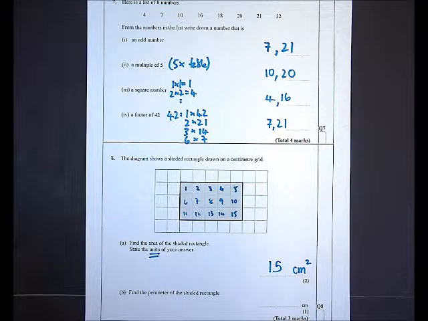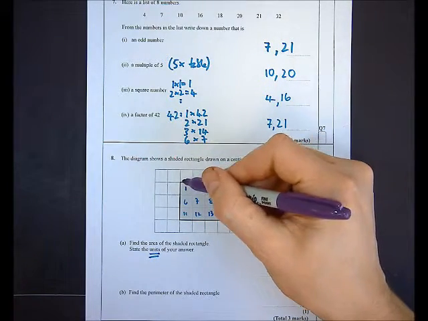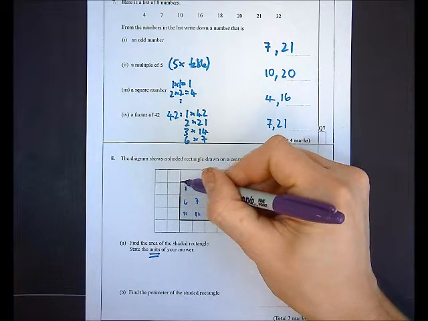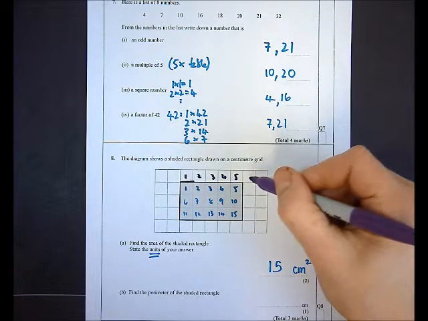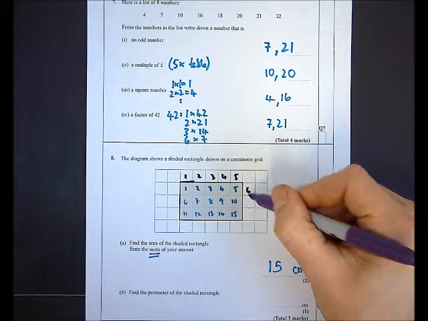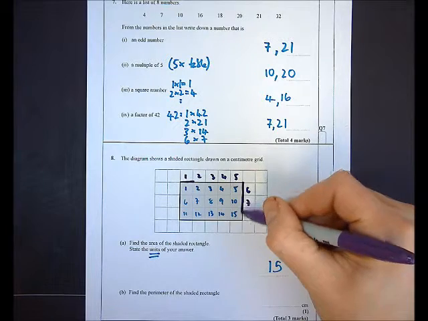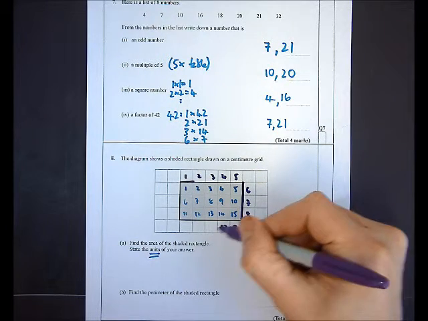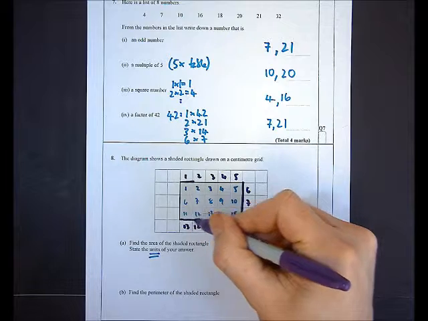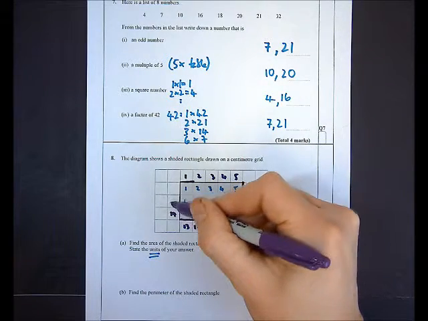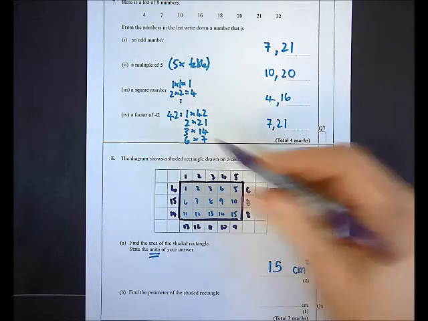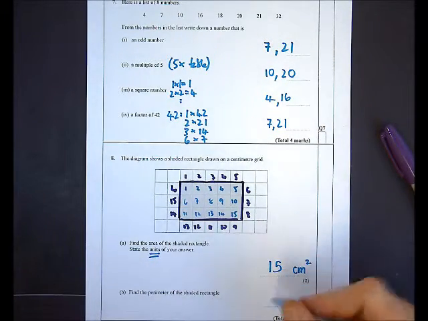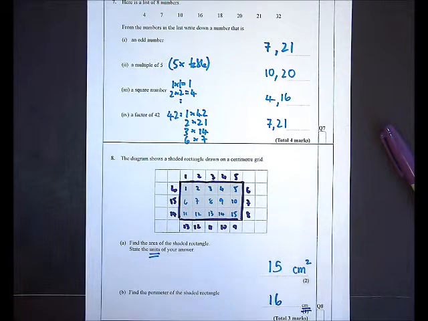Part B, I'm asked to find the perimeter of the shaded rectangle. Now the perimeter is the distance around the outside, so I've got to count all the way around the outside. Now I'm counting these lines, not the squares. So 1, 2, 3, 4, 5 here. This doesn't count. There isn't a line here, so this is just 6, 7, 8 using these 3 lines, and then 9, 10, 11, 12, 13 for that line there, and then similarly 14, 15, 16. Notice I'm just counting the lines, not the squares. So therefore the perimeter is 16, and they've already given me the centimetres.